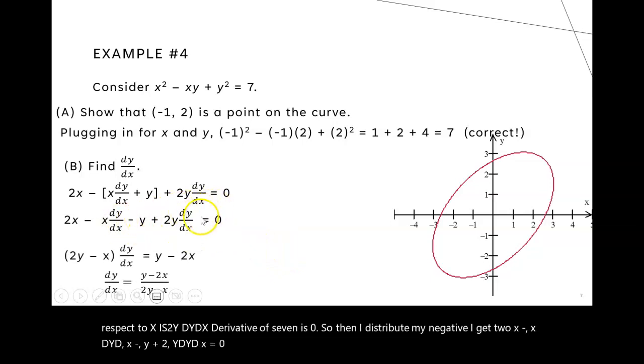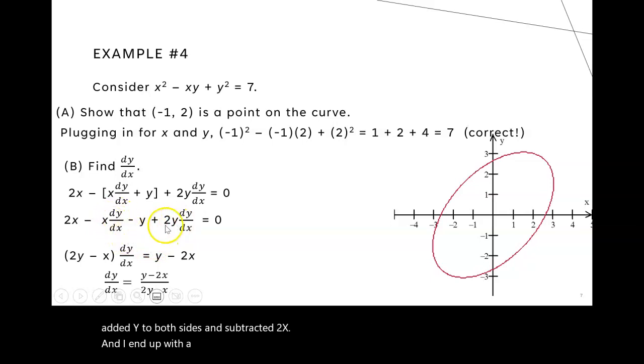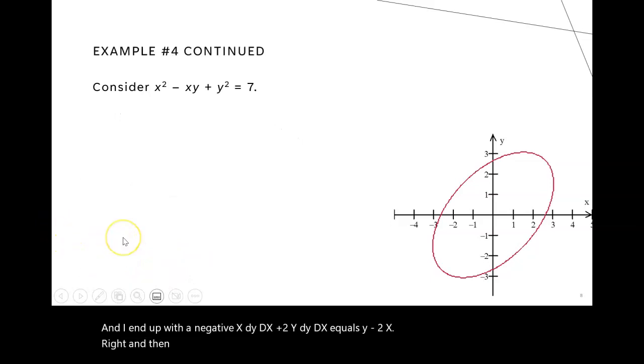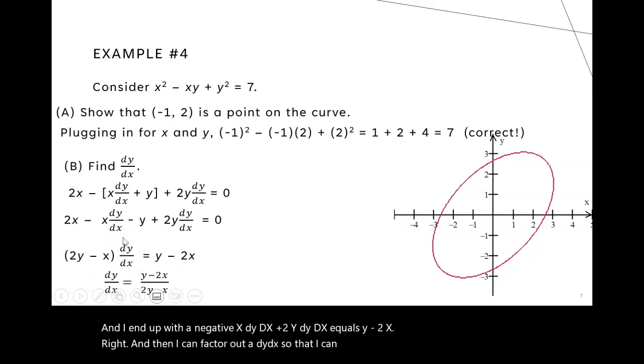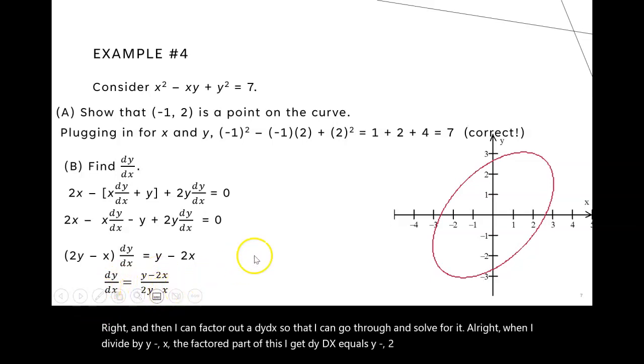I want to isolate all of my dy/dx terms. So what I did here was I added y to both sides and subtracted 2x. And I end up with negative x dy/dx plus 2y dy/dx equals y minus 2x. All right, and then I can factor out a dy/dx so that I can go through and solve for it. When I divide by 2y minus x, the factored part of this, I get dy/dx equals (y minus 2x) over (2y minus x).